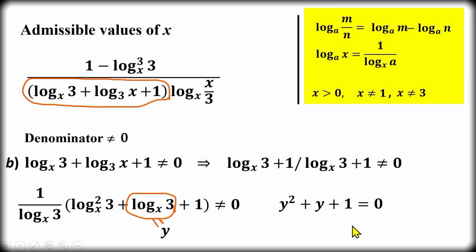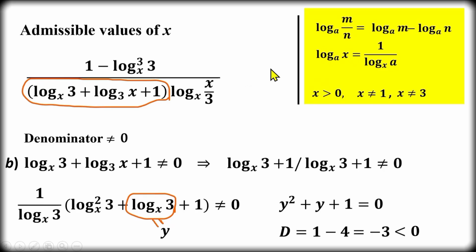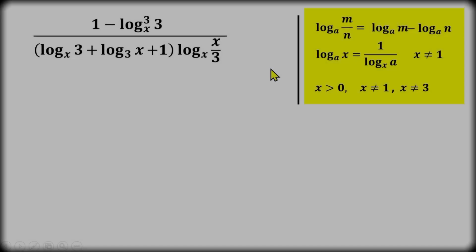This is a usual quadratic equation. We can find the discriminant. The discriminant is equal to -3. It is less than 0. So this equation has no roots. It means that the expression in the brackets doesn't give us new restrictions for x, and all restrictions are here. Now is the right time to start the simplification itself.